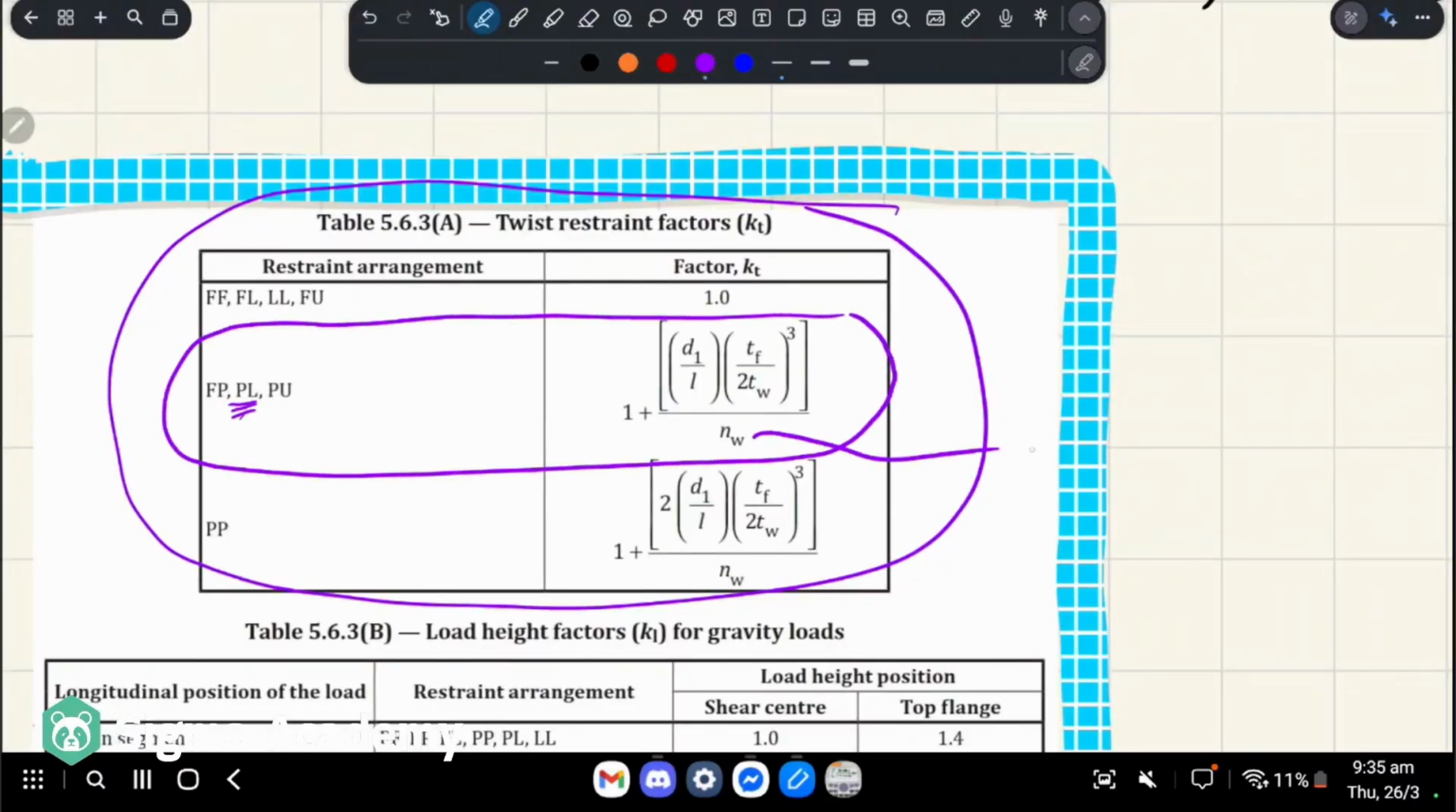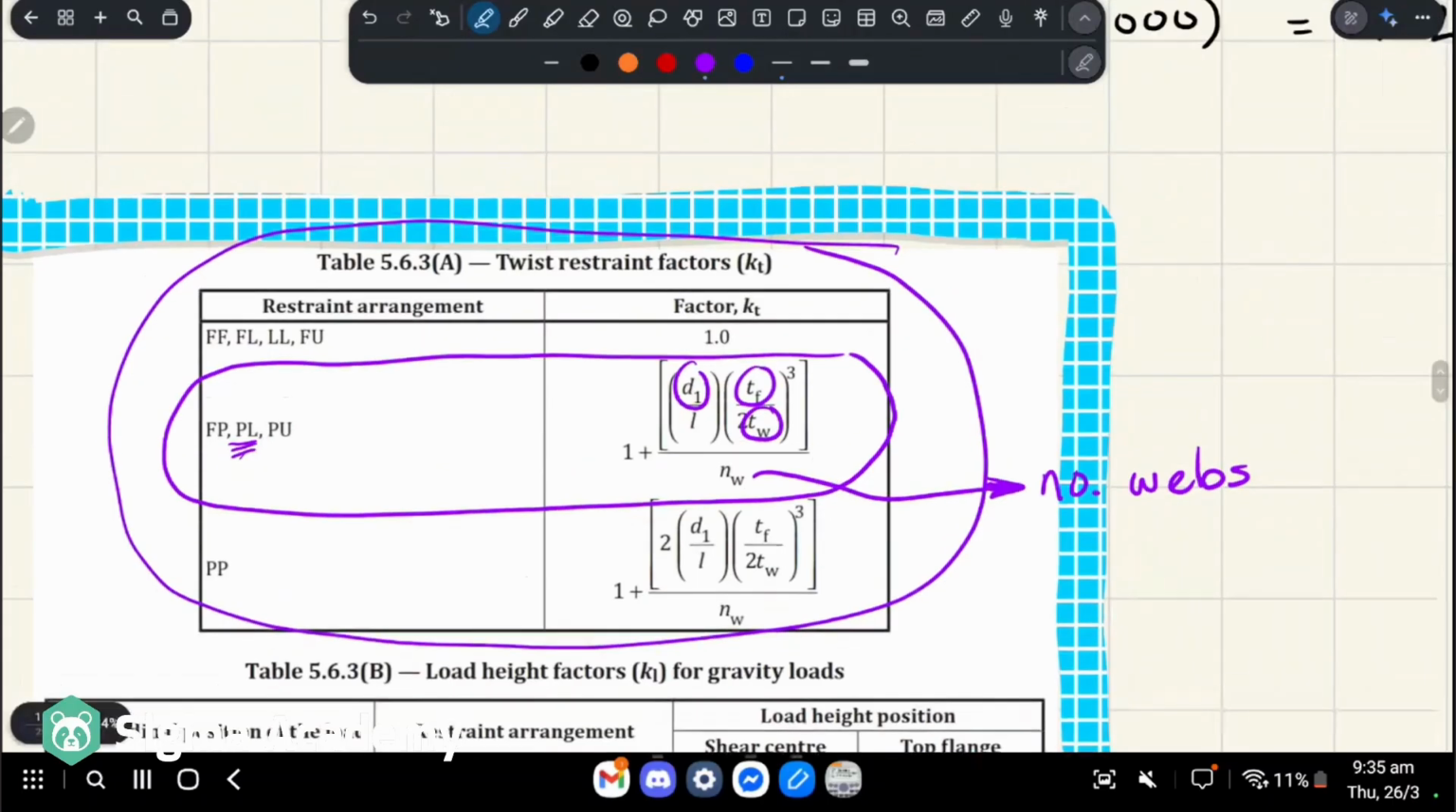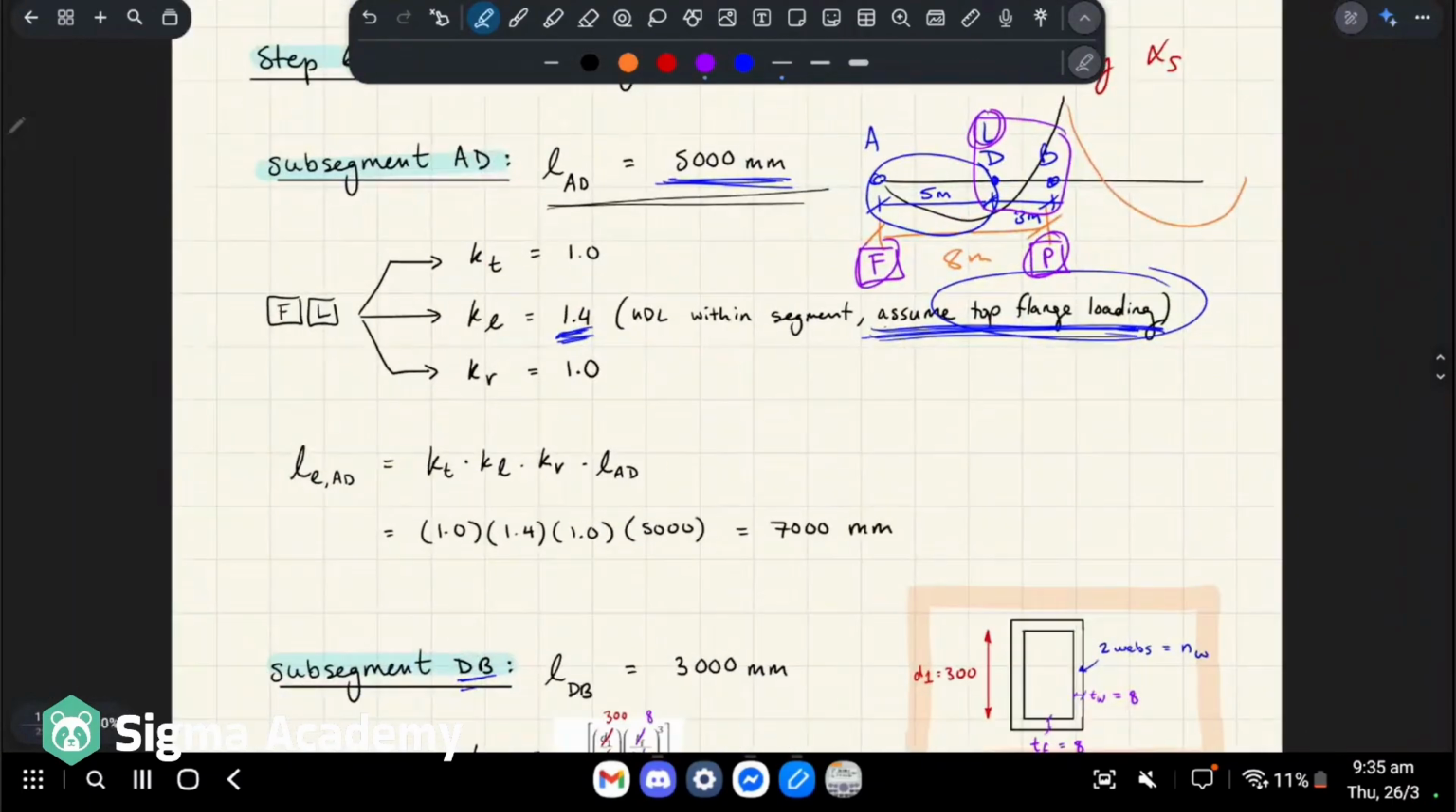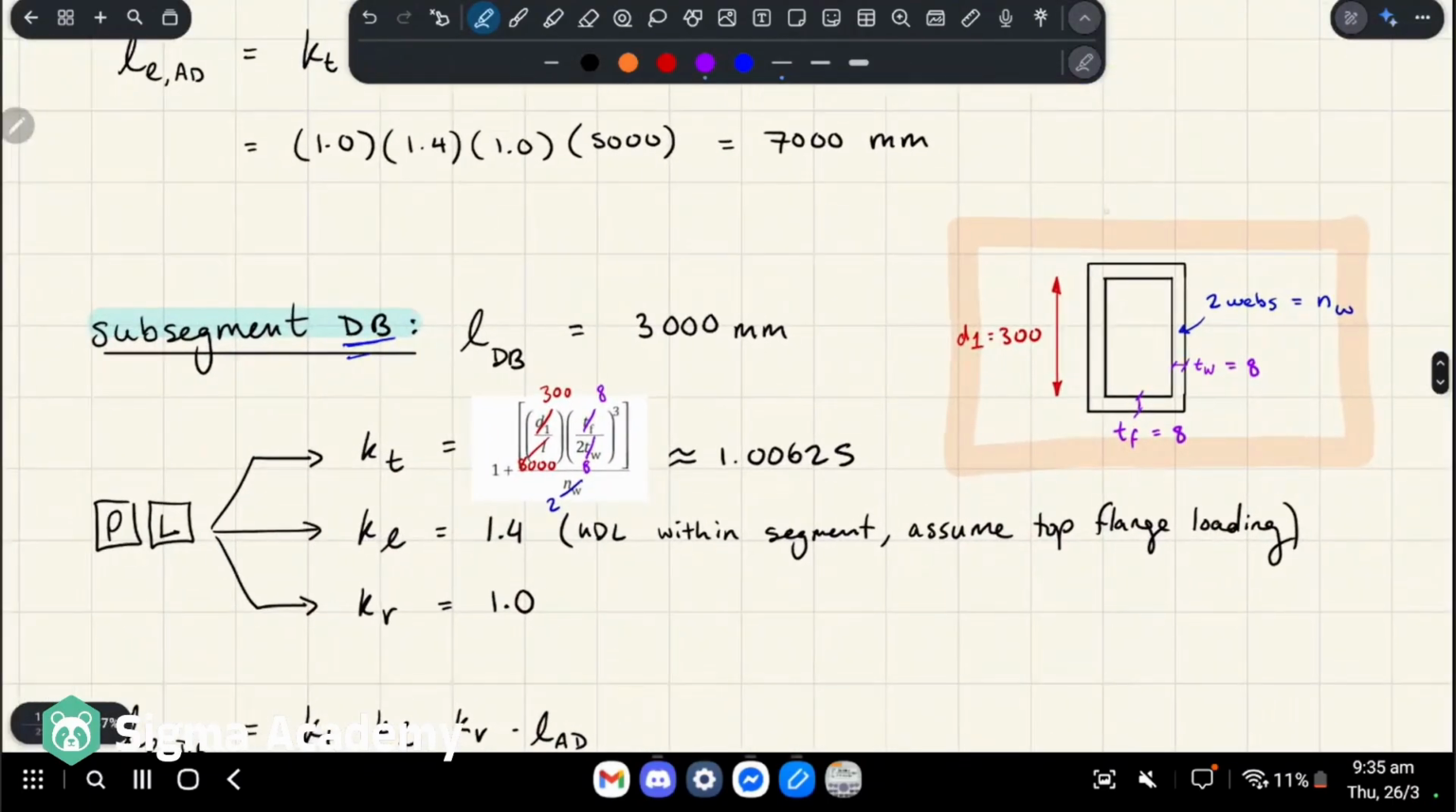which basically is talking about, this is the number of webs, D1, TF, TW. I'll just show you on here. D1 is from the clear depth, is basically the clear depth. Thickness of the web, thickness of the flange. There's 2 webs because we have 2 walls for our rectangular hollow section. It gives us this number.